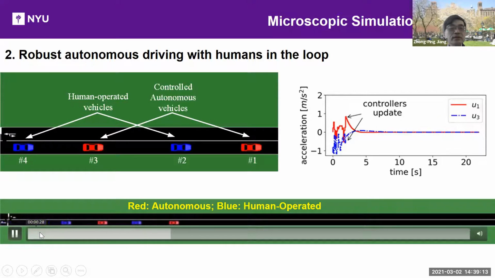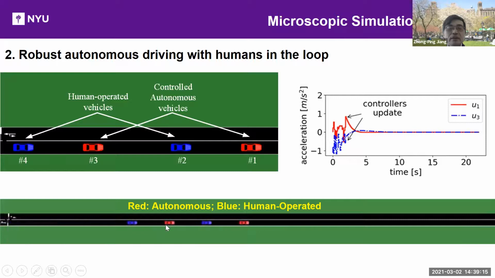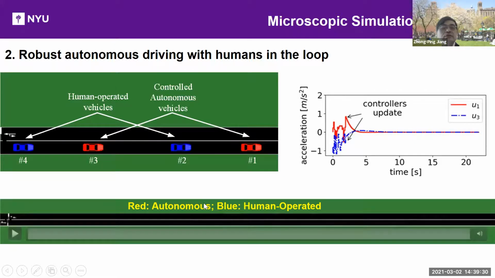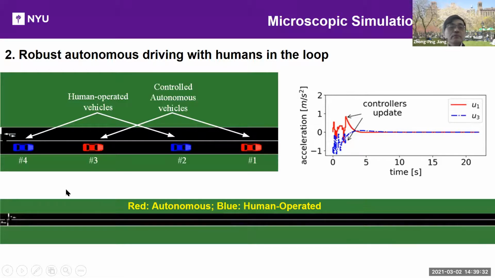Of course, for this mixed traffic environment, we don't know the mathematical model for the human driver. We don't know the model for the vehicle. So we just use the inter-vehicle distance and vehicle-to-vehicle communication to design the learning-based controller for the autonomous vehicles.